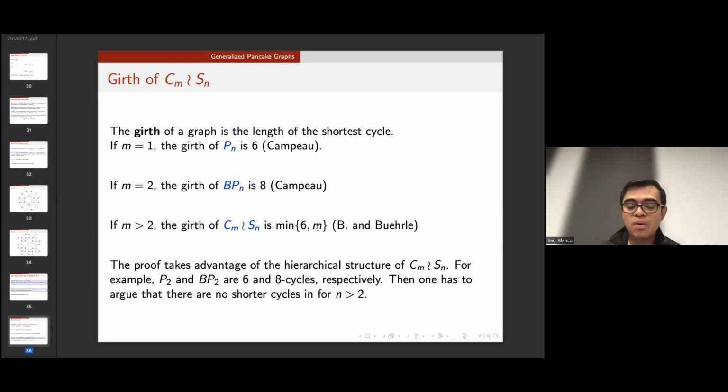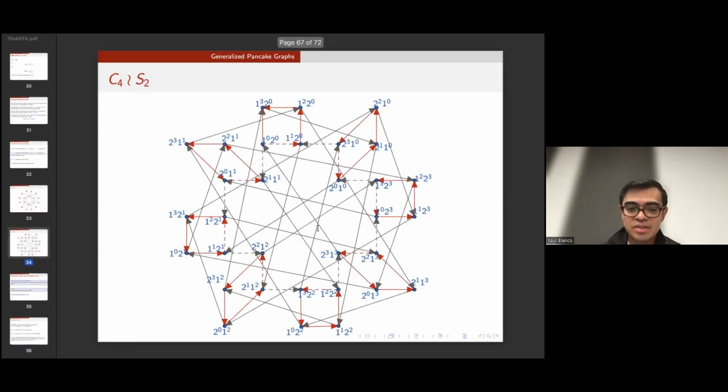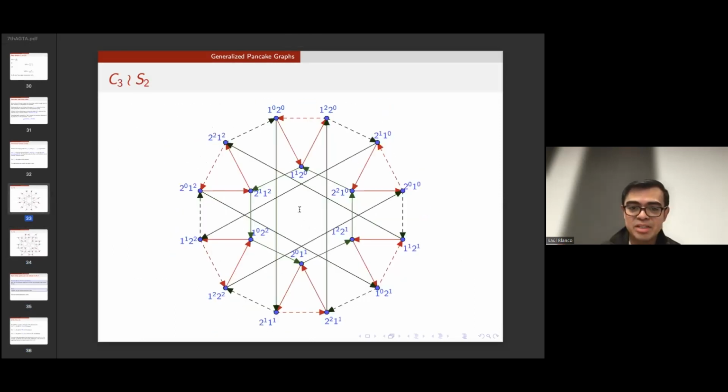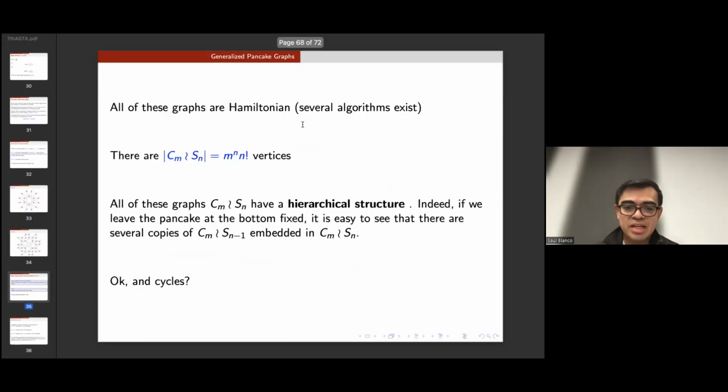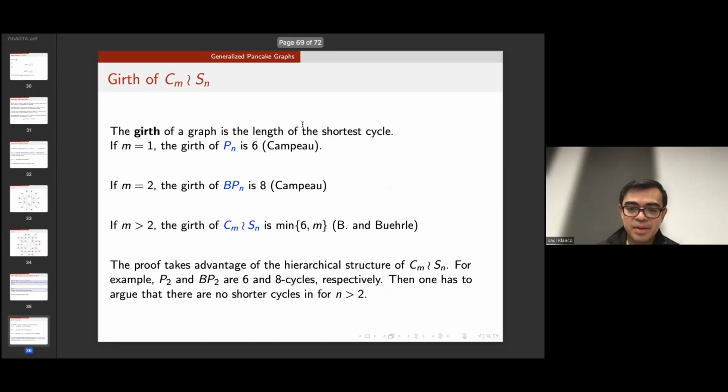Obviously, you're always going to have an m cycle, as you can see here, just because of the action of the cyclic group. The question is, can you find a smaller cycle? Yes, we exhibited a 6 cycle that you can find in any graph. So it's either the minimum of 6 or m.